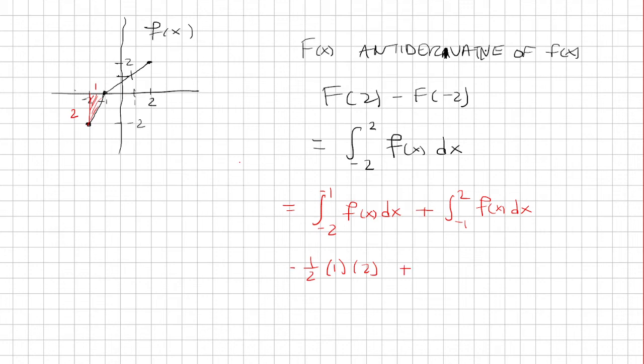And then plus, now we want to find the area from -1 to 2. So this is another right triangle. The base is going to be 3. So we have 1/2 base, and then the height is 2. So the 2's are going to cancel. We have -1 plus 2's cancel, 3. -1 plus 3 is 2. So F of 2 minus F of -2 is going to give us 2.